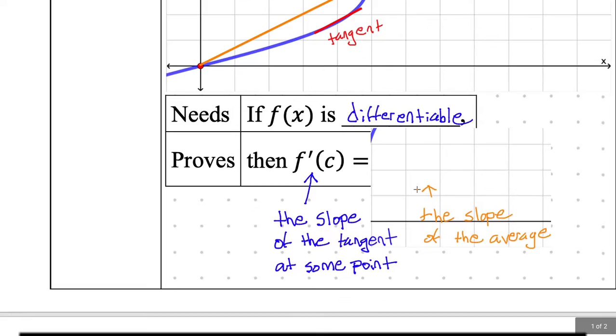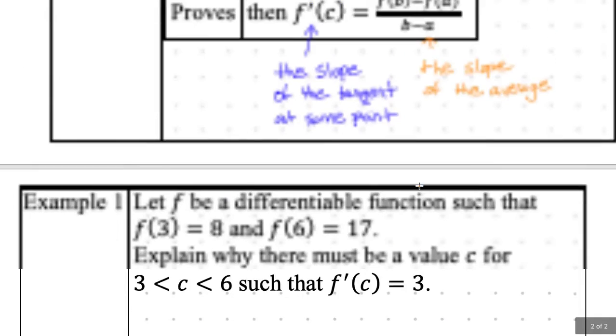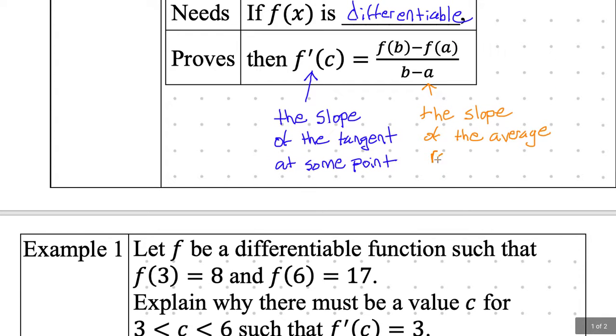Why does it do that? If I scroll down and back up, it usually fixes it. The slope of the average rate of change.